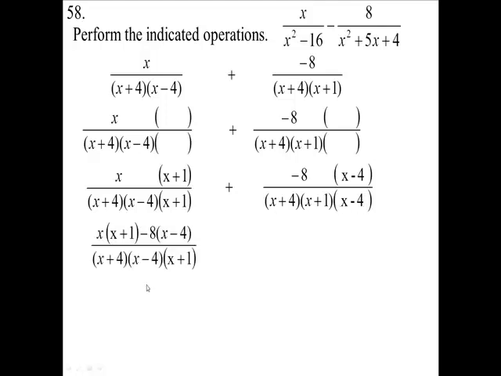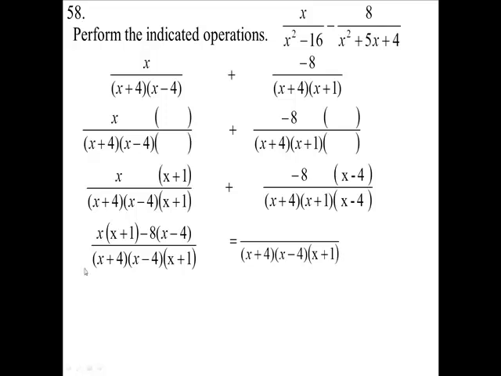So write one fraction, copy down this numerator, x times x plus 1, and put that here. Copy down the negative 8 times the x minus 4 and put that here. Now, rewrite this. In other words, we make two fractions into one fraction. That's called adding like fractions. Combine the numerators. Let's simplify this numerator now.